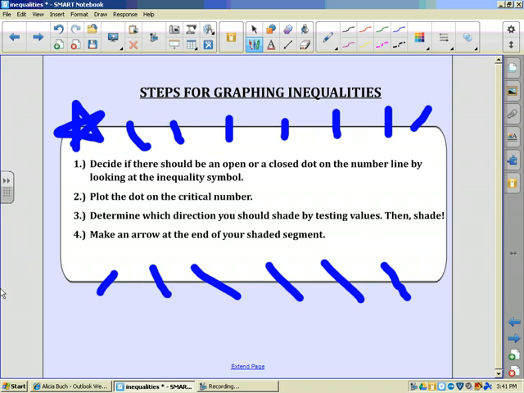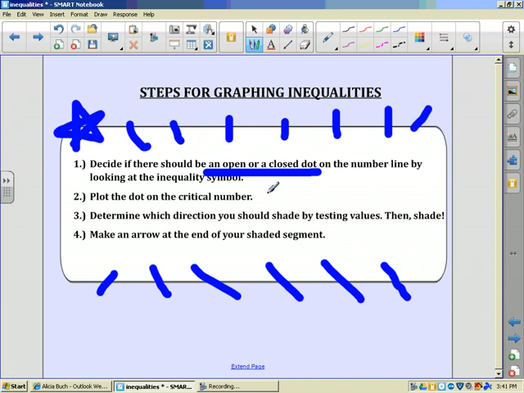So let's look at that. First thing is what we just mentioned. You're going to decide if there should be an open dot or a closed dot on the number line. I'll underline that by looking at the inequality symbol. Okay? So again, closed dot if there's the equal to line, open dot if there is not the equal to line. Okay? Now, the second step is to plot the dot on the critical number. So that's going to be whatever number appears in the expression. So if it was x less than 2, it would be the 2. Okay? Then step 3 we'll have to talk about as we're graphing, but for step 3, you're going to determine which direction you should shade by testing the values, and then actually do the shading.